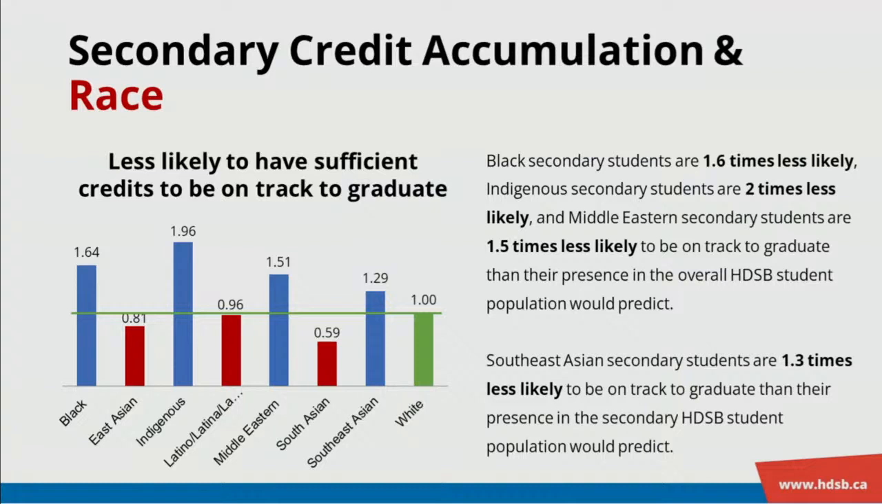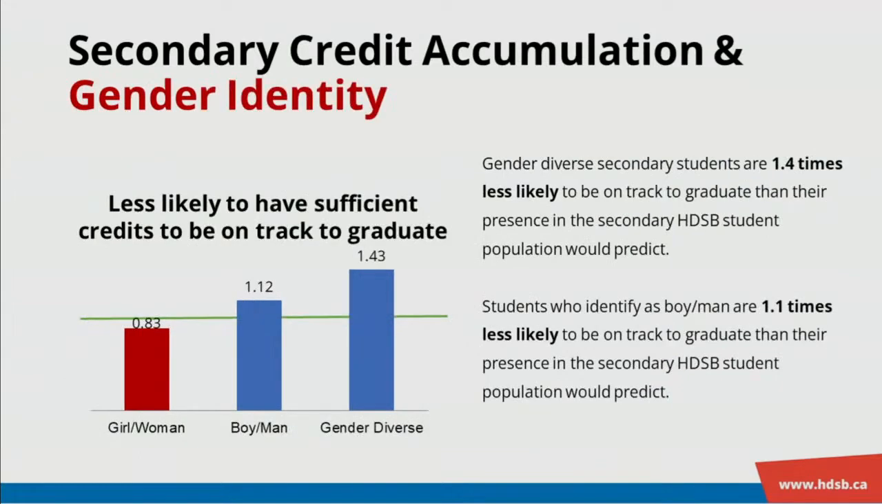And we see similar patterns of disparities with our Indigenous students being almost 2 times more likely to not have sufficient credits to be on track to graduate, our Black students as well, and Middle Eastern and Southeast Asian students. Likewise, for gender diverse students, 1.43 times more likely to not have sufficient credits to be on track to graduate, followed by students who identify as boys and men.